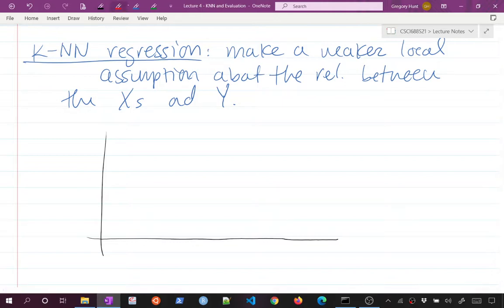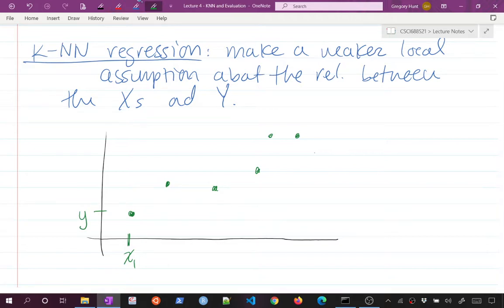So let's imagine that I have some training data. My training data consists of pairs of x's and y's, and maybe it looks something like this. I don't actually want too many points, otherwise it becomes annoying to draw. So let's say that's our training data.